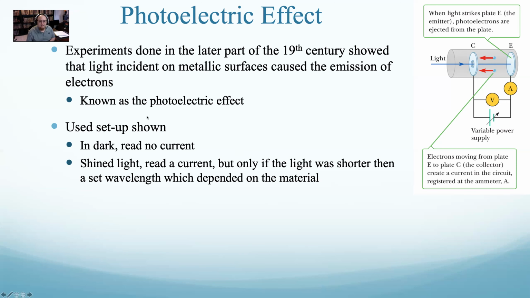But when you shine the light, there was a current, but only if the light had a set wavelength. See, not all light created the current. And what they found is that there was a maximum wavelength. If the light had a wavelength under a certain amount, you got a current. If the light's wavelength was higher than that amount, nothing happened. And what that amount is depended on what type of metal you used.